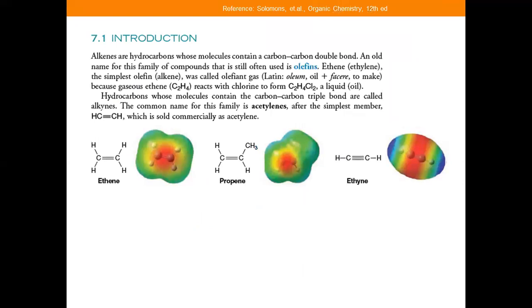So we've learned in general organic chemistry, first, the organic chemistry of our alkenes. Alkenes are also called olefins, from the word olefiant gas, oleum, which is oil, plus -ene to make, because of gaseous ethene. So ethylene is the simplest alkene, the olefin, and alkenes are often called olefins. And they easily react with chlorine to form C2H4Cl2, a liquid oil.